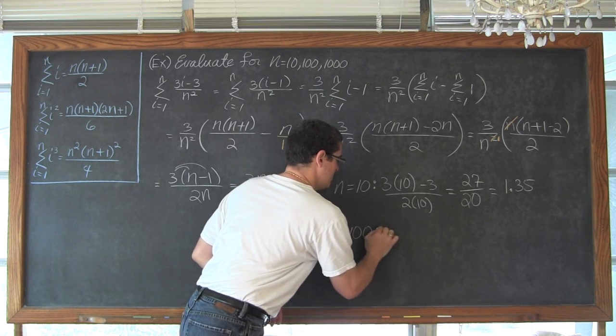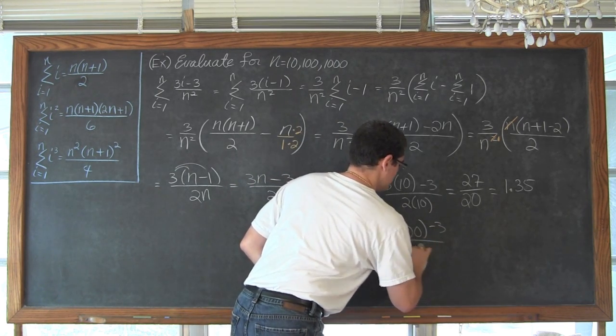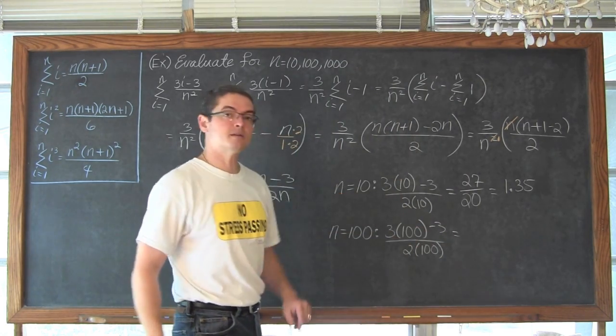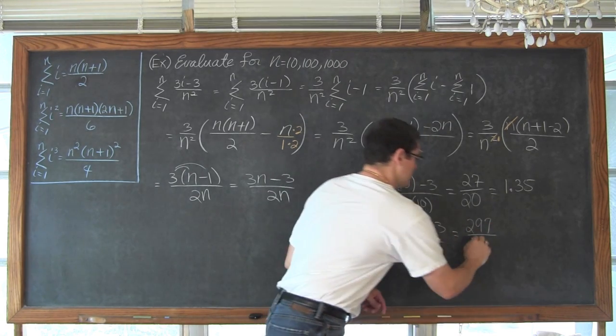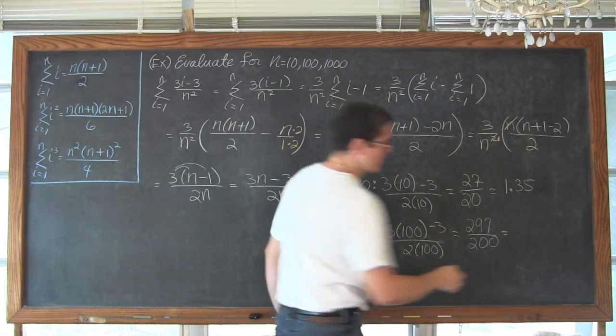That's going to be 3 times 100 minus 3 over 2 times 100. That's equal to 300 minus 3, which is 297, over 200. And that is equal to 1.485.